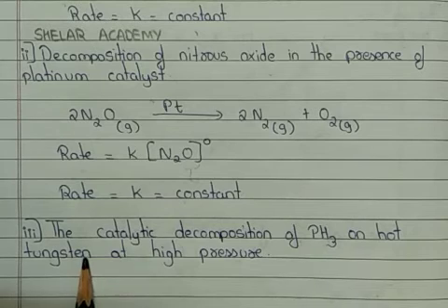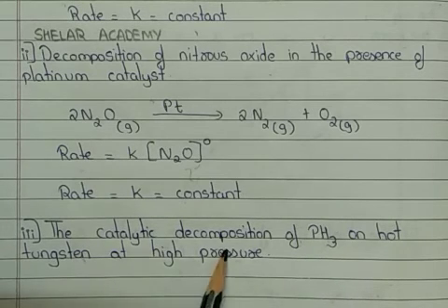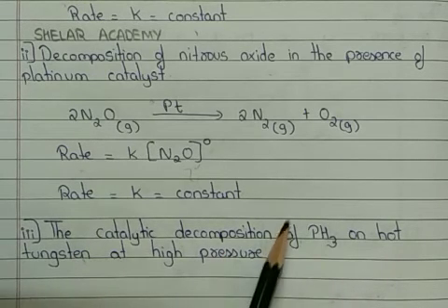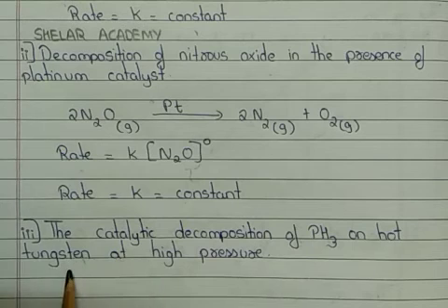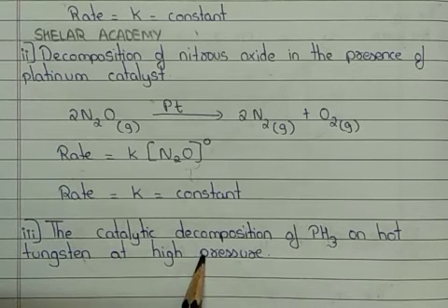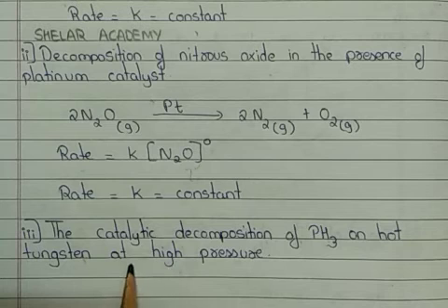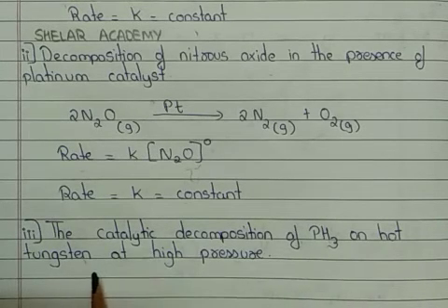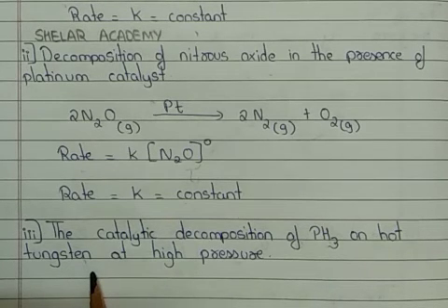The third example is the catalytic decomposition of PH3 in presence of hot tungsten at a high temperature. So in general, decompositions which happen in presence of a catalyst, that is catalytic decompositions, are reactions whose rate is independent of the concentration of the reactant. Means they are examples of zero order reaction.